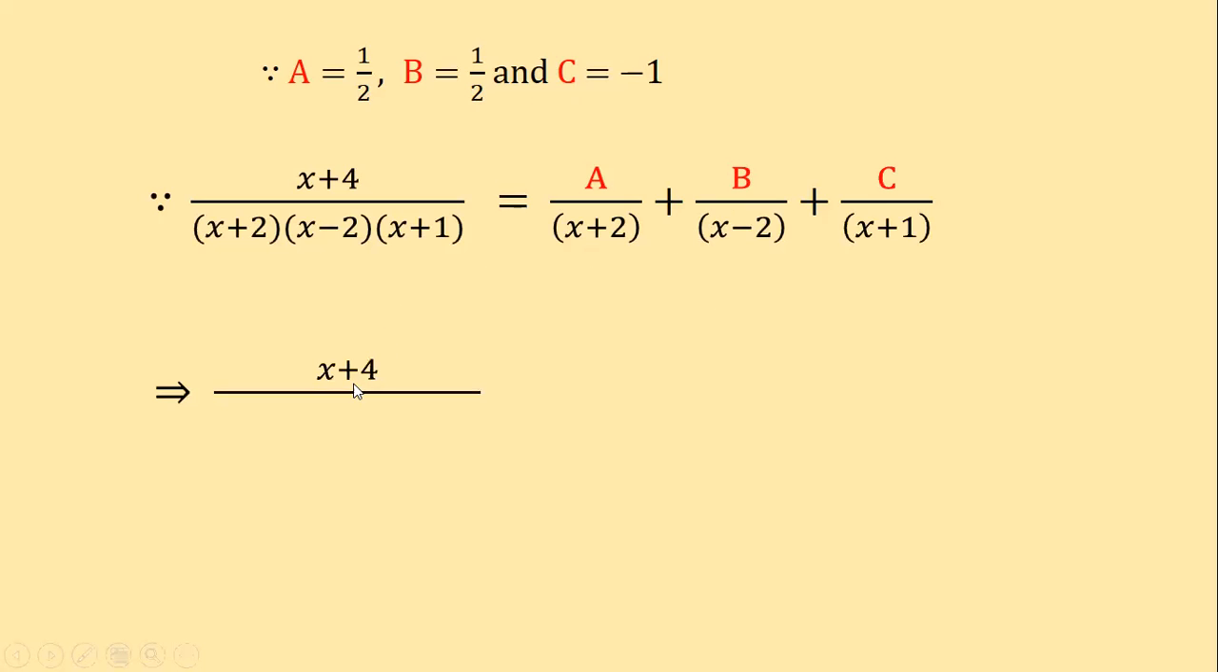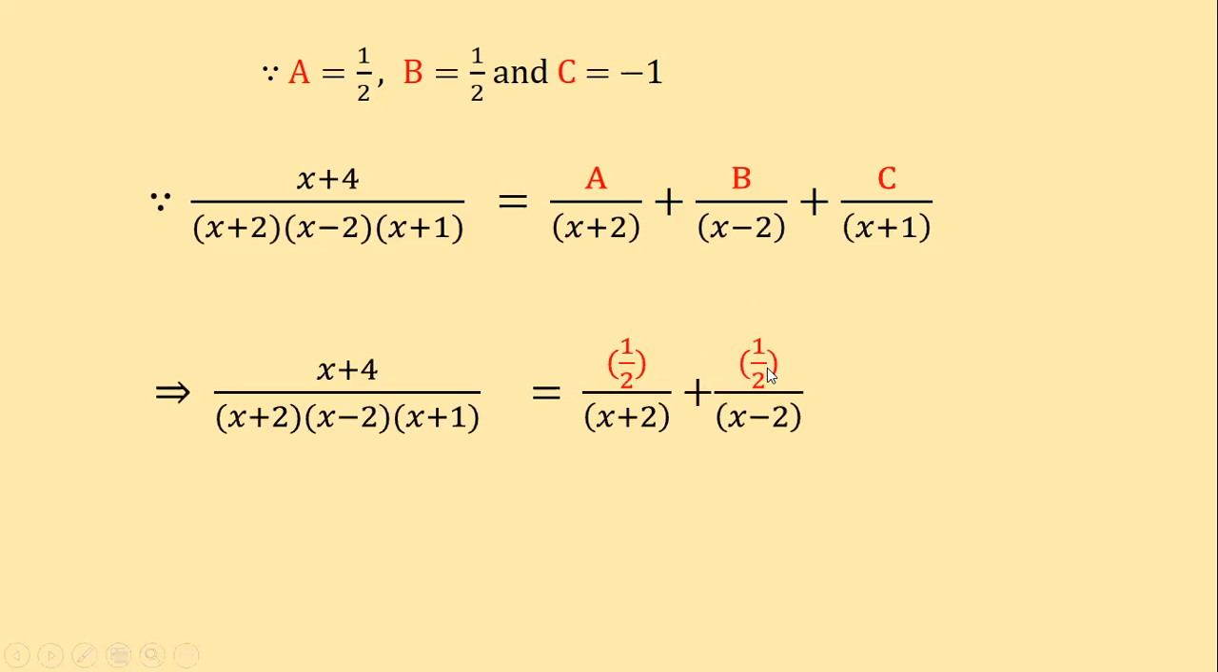So that is (x plus 4) by (x plus 2) into (x minus 2) into (x plus 1) is equal to 1 by 2 by x plus 2, plus 1 by 2 by x minus 2, plus c by, c is what? Minus 1. Minus 1 by x plus 1. b is also 1 by 2, no?